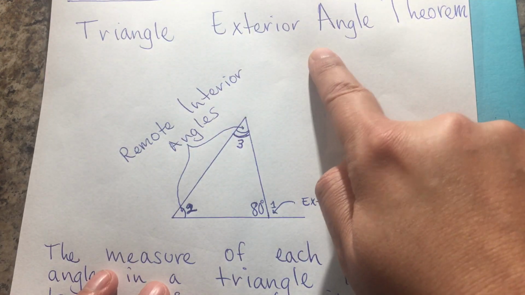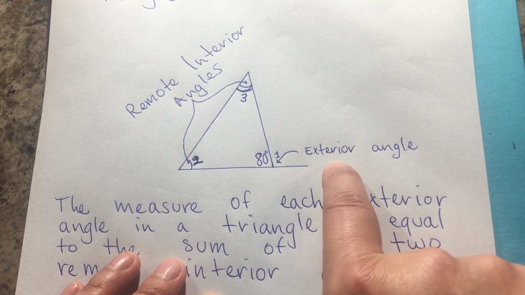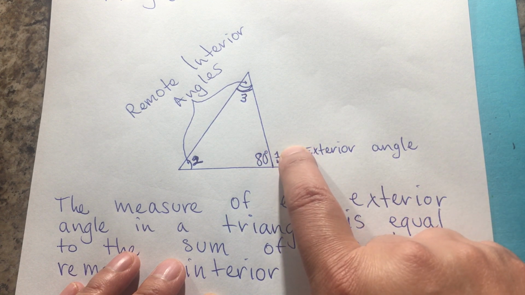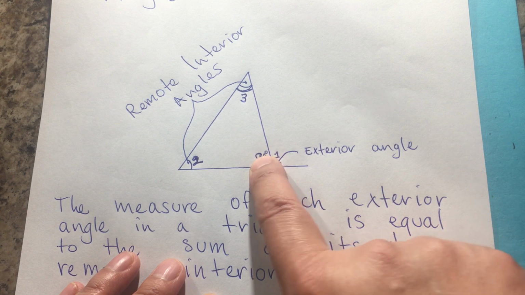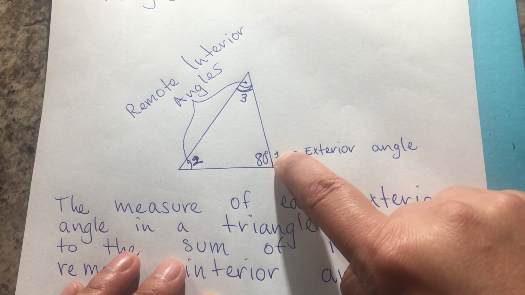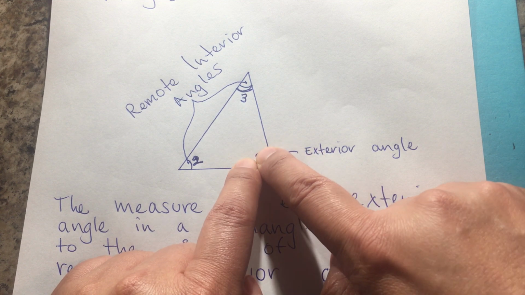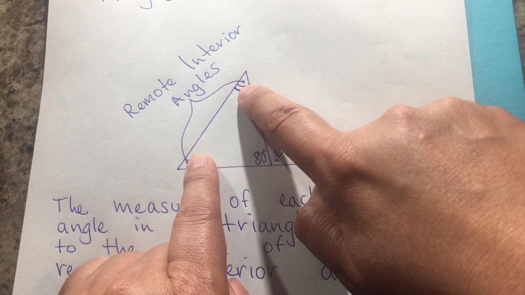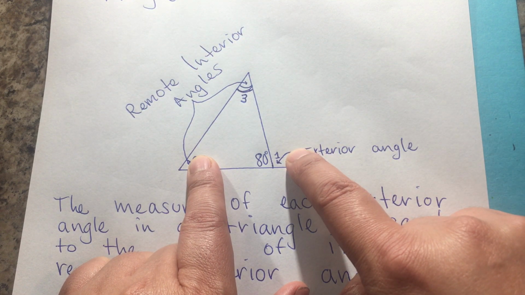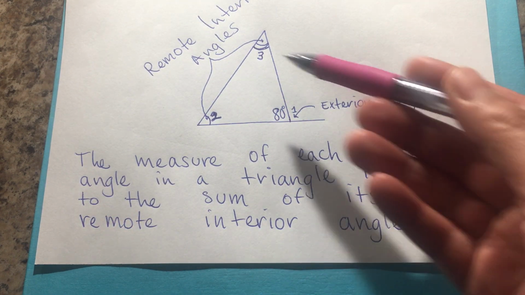And so the Triangle Exterior Angle Theorem says that in a triangle, if we extend one of the sides, the angle that is adjacent to that angle inside is called the exterior angle. Okay, and the two angles that are not adjacent are going to be remote interior angles to that exterior angle. Now what does that say? We'll go back to the diagram to explain that.